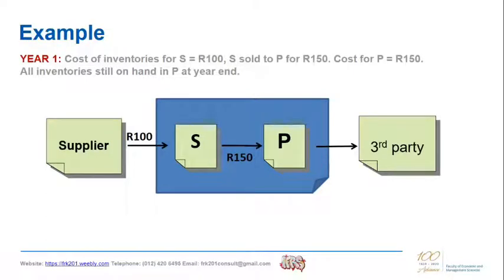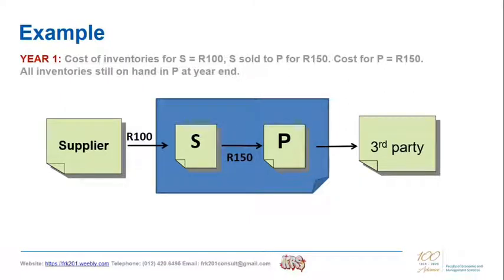Let's look at an example to illustrate these principles. In year 1, ACE purchased inventories from a third-party supplier outside of the group for 100 Rand. The 100 Rand represents the cost price of the inventories for ACE. Then ACE sold the same inventories to P for 150 Rand. The 150 Rand represents the selling price for ACE and the cost price for P.